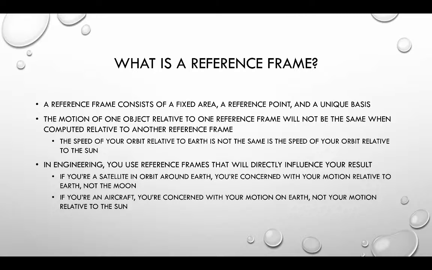For example, if you're in orbit around Earth, the speed of your orbit relative to Earth is not the same as the speed of your orbit relative to the Sun, and this is a very important distinction to make. In engineering, this is useful because you only have to use reference frames that will directly influence your result. If you're a satellite in orbit around Earth, you're concerned with your motion relative to the Earth, not the Moon. If you're an aircraft, you're concerned with your motion on Earth, not your motion relative to the Sun. This is a very important distinction in understanding reference frames.